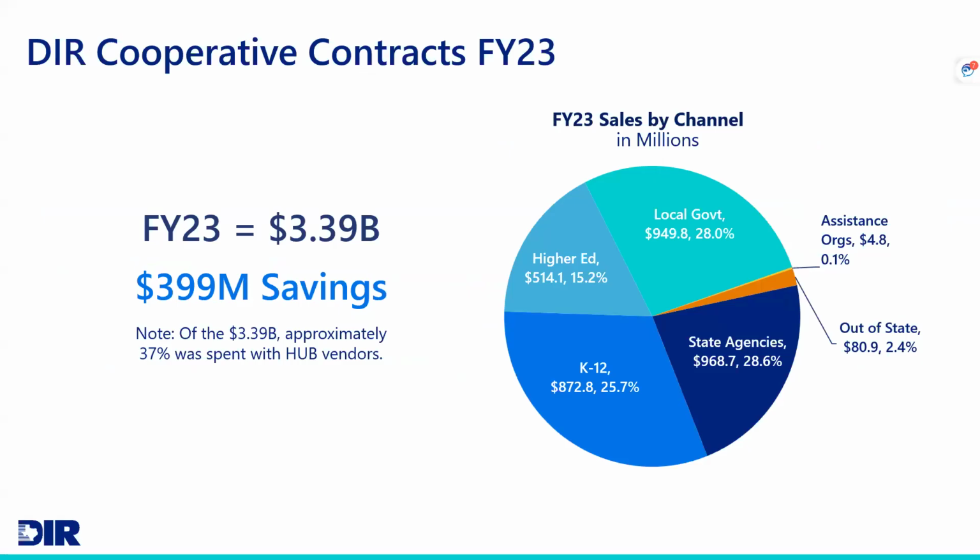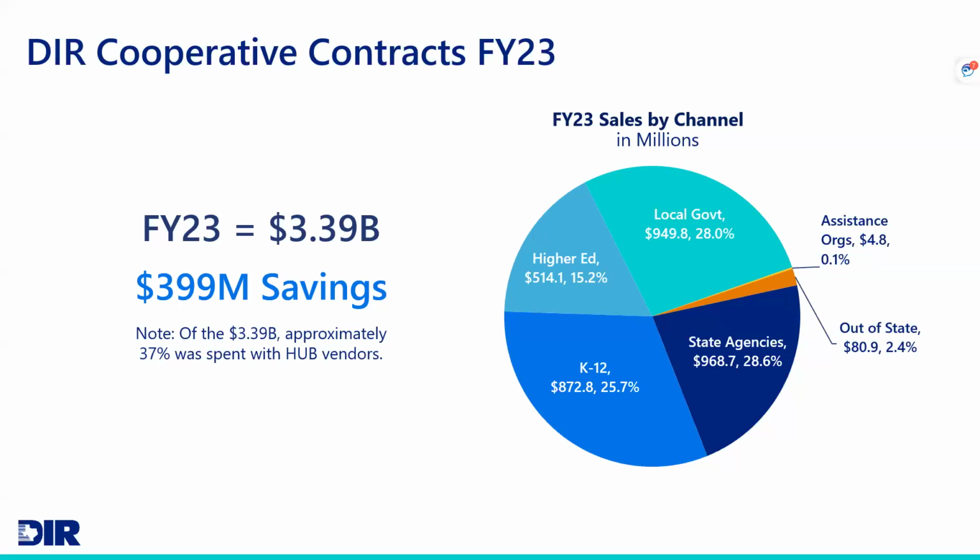Now, keep in mind that by statute, state agencies like TxDOT, DPS, the Comptroller, Parks and Wildlife, those types of state agencies are required to use DIR's cooperative contracts first for their IT procurements. But you can see here that local governments and school districts made up about 58% of that spending. Now, part of that is just because there's more local governments and school districts in Texas than there are state agencies, so some of it's kind of a numbers thing too. Higher ed made up about 15% of that spending in FY23. And then our assistance organizations and our out-of-state customers made up about 3% of that.